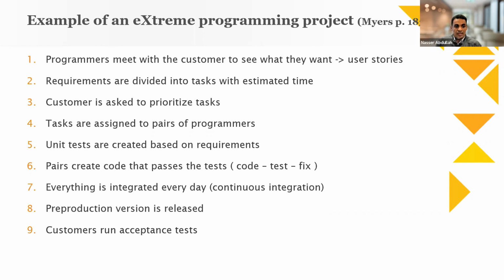Tasks are assigned to pairs of programmers, so each two programmers will take one task. Unit tests are created based on the requirements. Then the pairs create code that passes them.